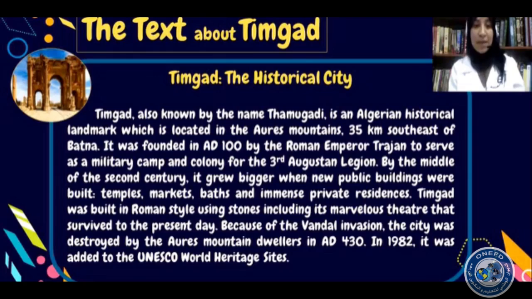Timgad was built in Roman style using stones, including its marvelous theatre that survived to the present day. Because of the Vandal invasion, the city was destroyed by the Aures mountain dwellers in 430 AD. In 1982, it was added to the UNESCO World Heritage Sites. Of course, this is just an example of how to write the text. You can use other information, or you can use other words to write your own texts.